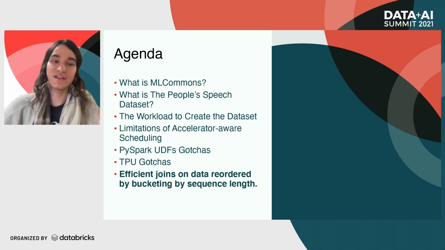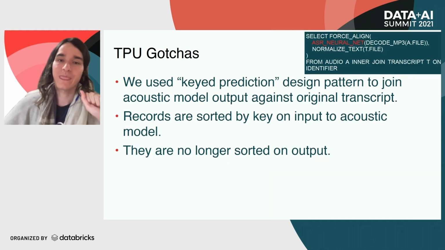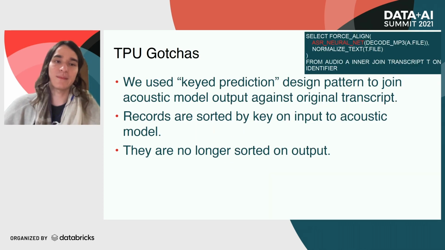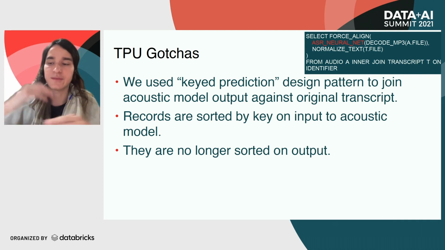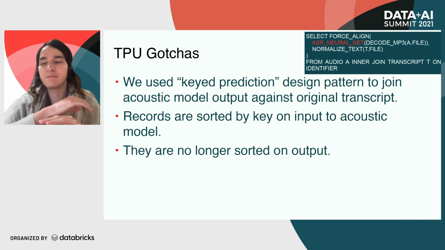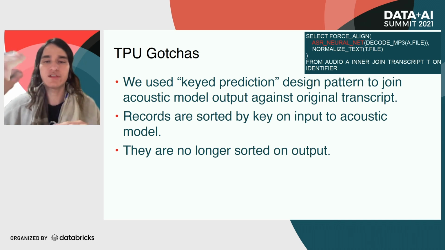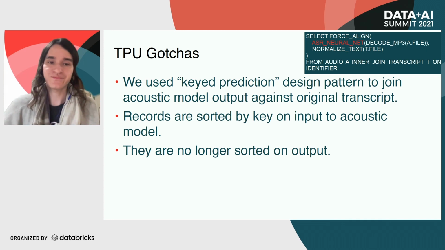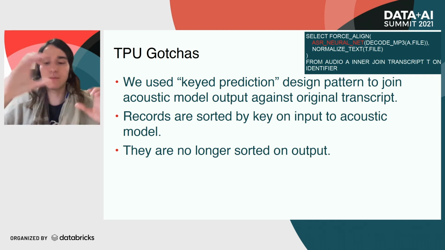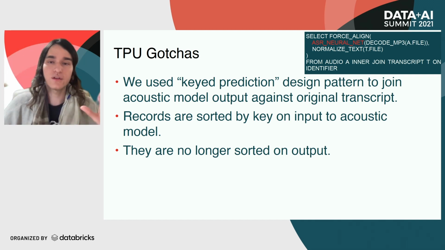And keyed prediction is the final thing I'm going to get into. Keyed prediction is a machine learning design pattern, which basically acknowledges the fact that when you do machine learning in production, it's not just a machine learning model which has to execute. Usually, we have to join it to other data at the end. Data doesn't just sit alone. So in our case, we need to join the output of this speech recognition model to the text that we want to align it against.